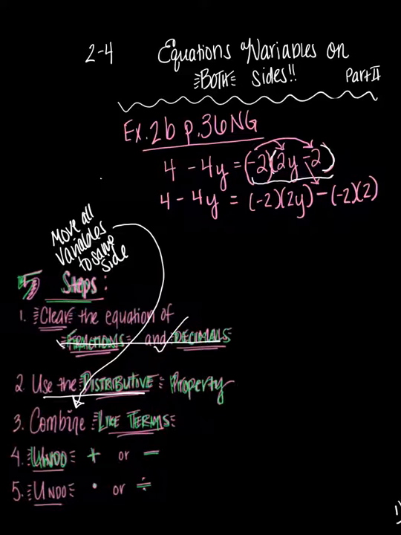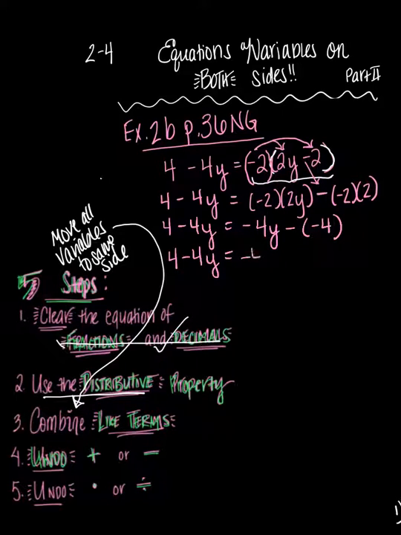Okay, so now I need to do the multiplication and simplify. So we got 4 minus 4y. What is this? Well, this is -4y, and this is minus -4. All right, I still have to simplify a little bit more. 4 minus 4y equals -4y. 2 negatives equals a plus. Okay. Whew. Now I have to do moving all variables to the same side.